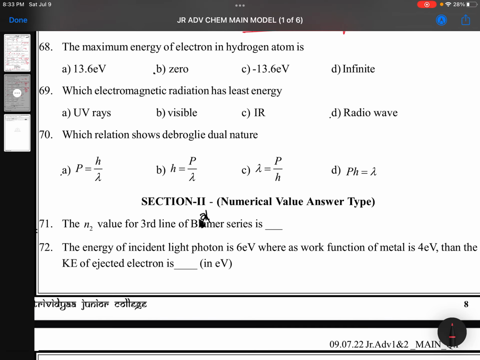The maximum energy of an electron in a hydrogen atom is 0, when you are giving full energy. For example, minus 13.6 is for hydrogen's first level. If you are giving plus 13.6, it will become 0. 0 means it is out of the atom, completely out of the atom.